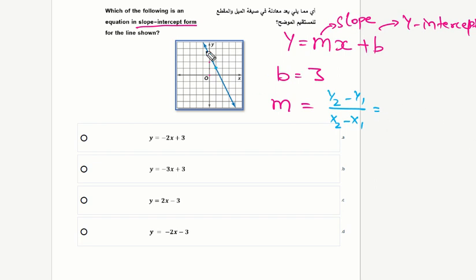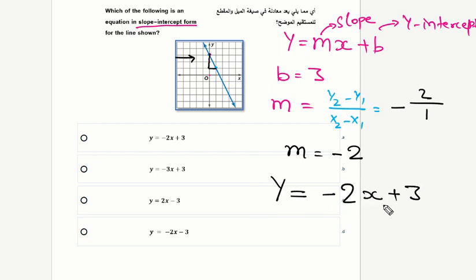What I will do is, this graph is going down from left to right. It is going down, so the slope is negative. Now, how many steps down? 1, 2. 2 units down. How many units right? 1 unit right. So my slope will be minus 2. And the equation is y equals minus 2x plus 3. This is how you will solve a question from the graph for slope intercept form.